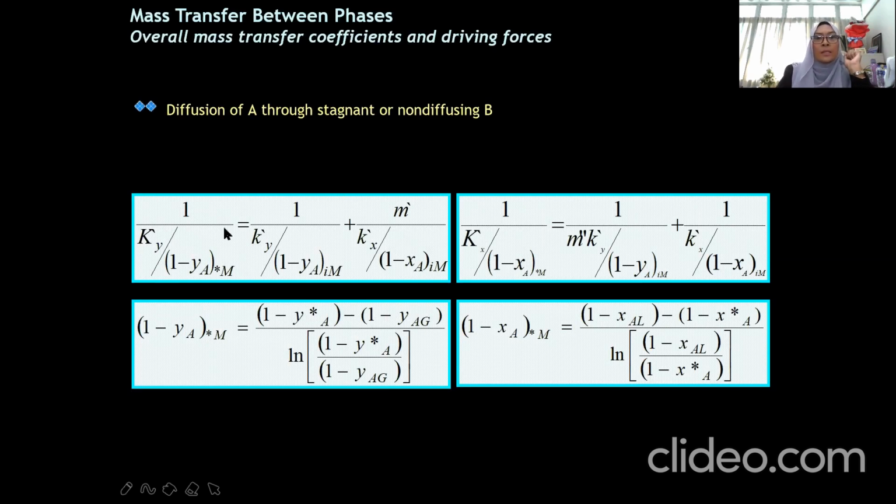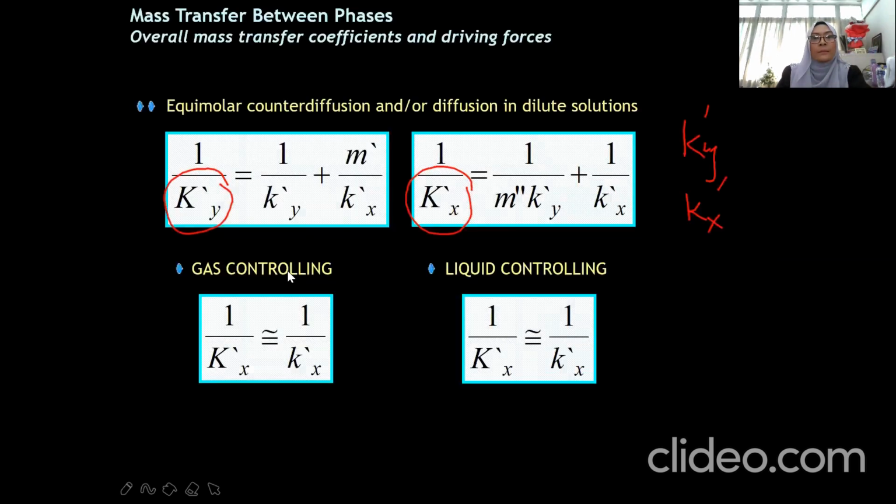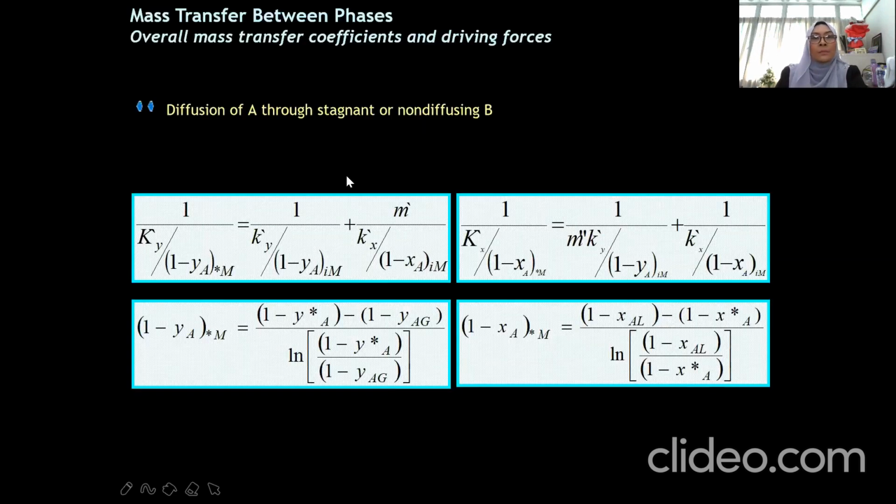This is the equation that you use. For the one that you have before, let me just go back a little bit. This is for equimolar counter diffusion. This is what you will use as the correlation between the overall and also the film mass transfer coefficient. But in the case of diffusion of A through stagnant or non-diffusing B, this is the correlation that you are going to use.